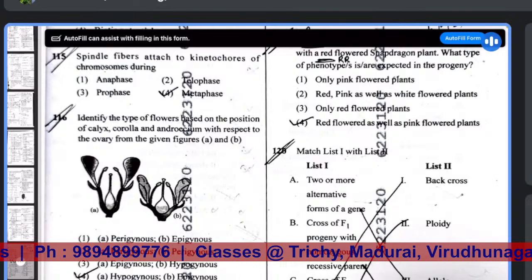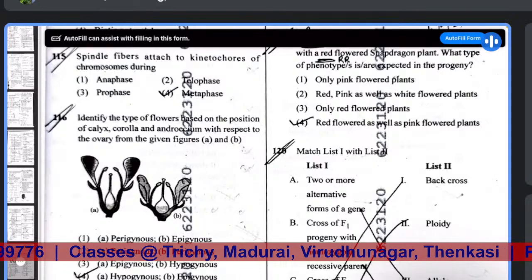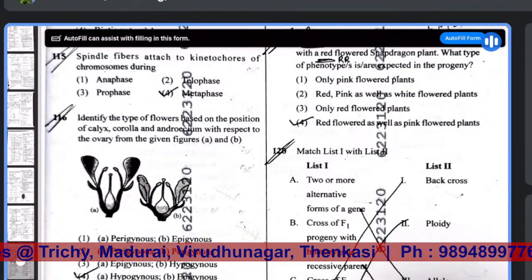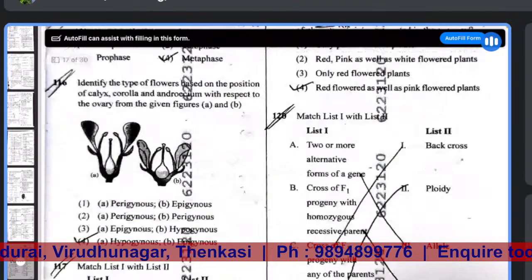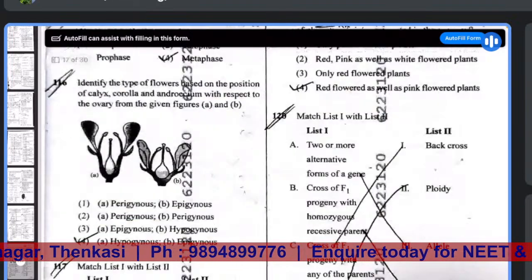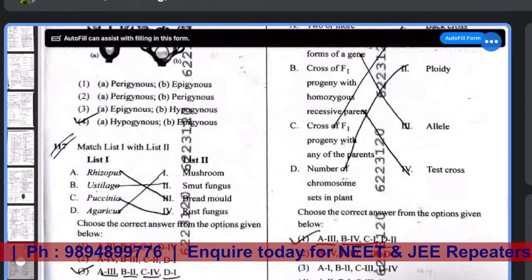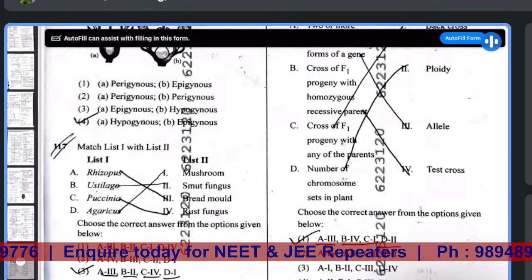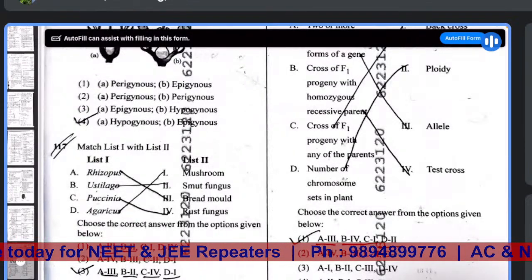The right answer is option 2, where figure A and figure B both represent perigynous. Then 117, match list 1 with list 2. This is very easy. You just have to connect the organism with its disease or common name.